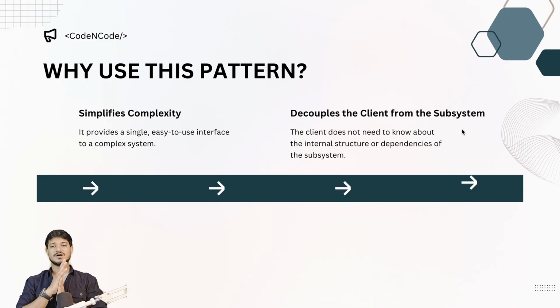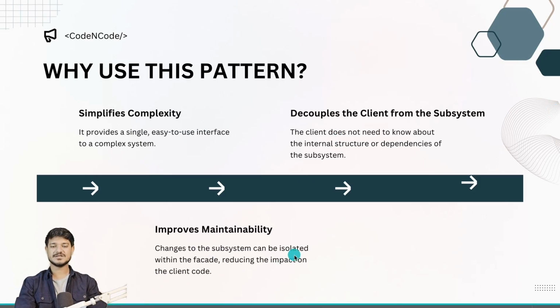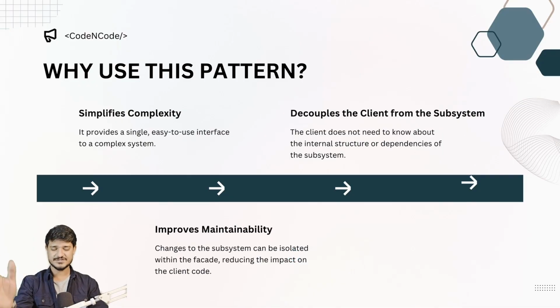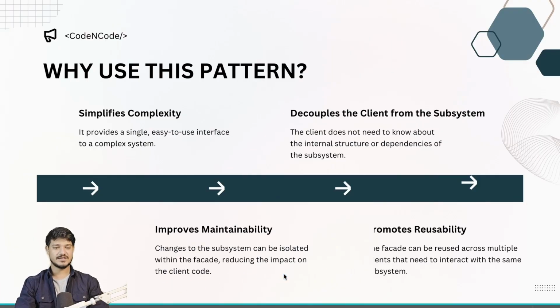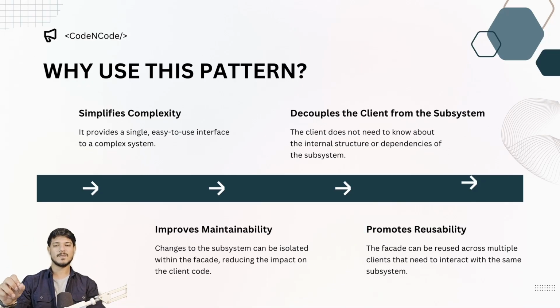So now subsystems are decoupled from the client. The client doesn't have the subsystems, it only has the facade. That means you can build the client and facade separately, as they are decoupled. So it improves maintainability. Of course, you can keep on building clients and subsystems separately. Changes to the subsystem can be isolated within the facade, which reduces the impact on the client code, right? And then, of course, it promotes reusability. You have a facade, you can use it anywhere you want. Whatever client wants to use this subsystem, you can directly provide it. So it promotes reusability.